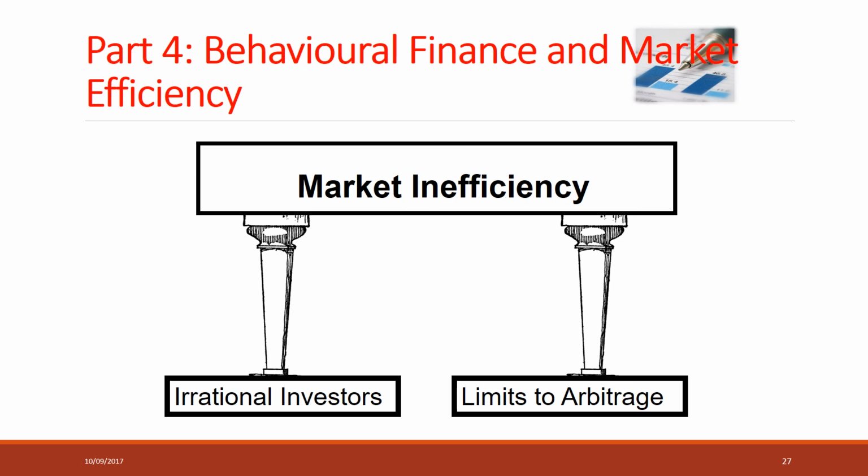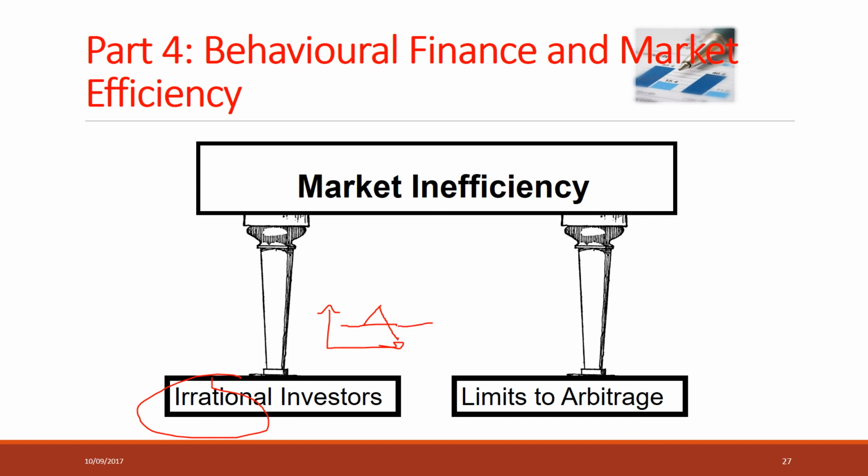What are the conditions under which investors' irrationality affects market prices? Suppose that we have some irrational investors in the market, and these are the people that make market prices deviate from the equilibrium price. So the equilibrium price is here. People overreact and it shoots the price up. People underreact, it shoots the price down.